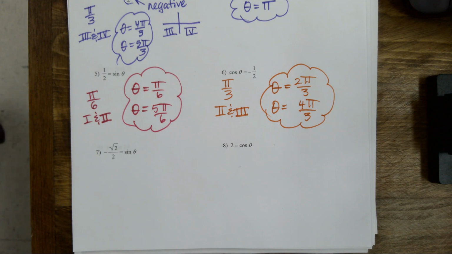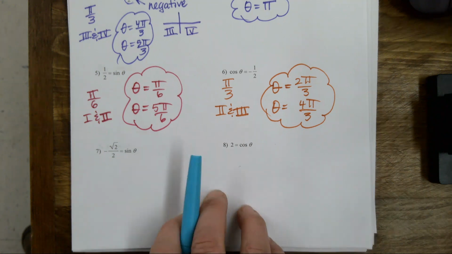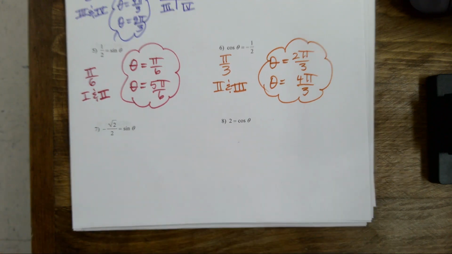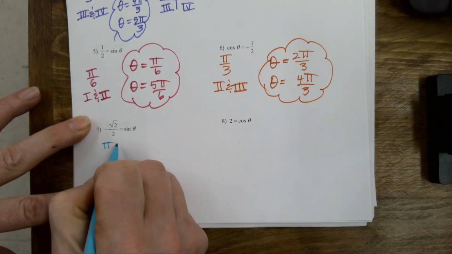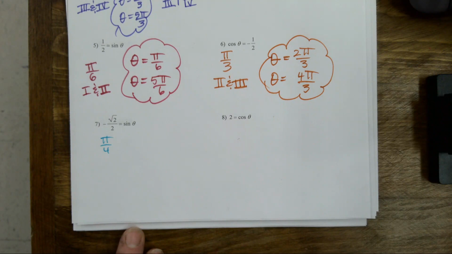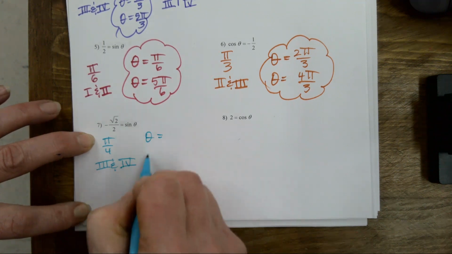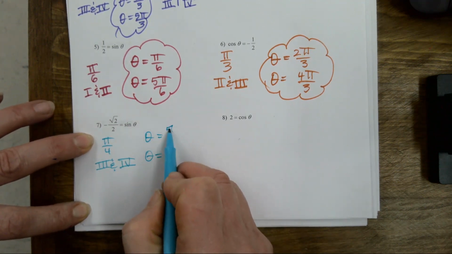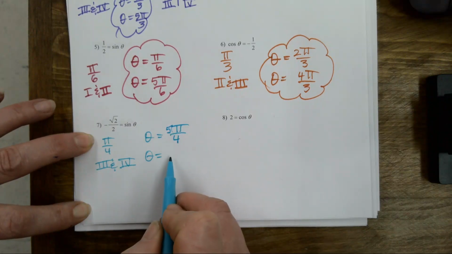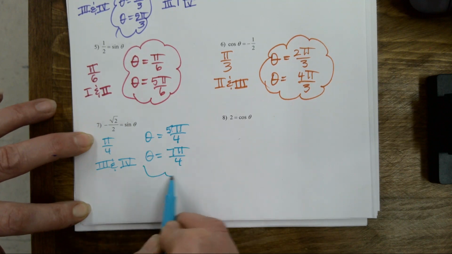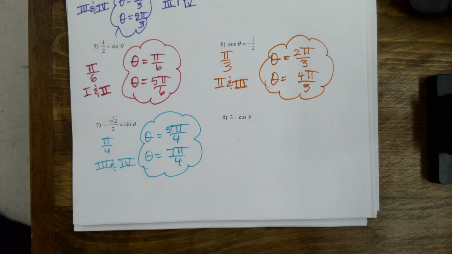Finish off with a square root of 2 over 2. When is the sine the square root of 2 over 2? Pi over 4. When is the sine negative? Second coordinate negative, 3 and 4. Theta is 5 pi over 4, that's the third quadrant, and 7 pi over 4, the fourth quadrant. Okay. All right.